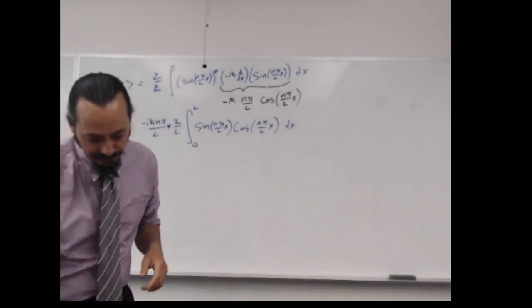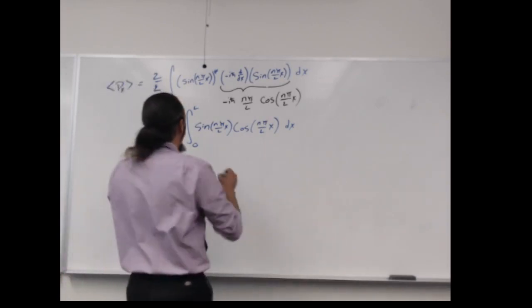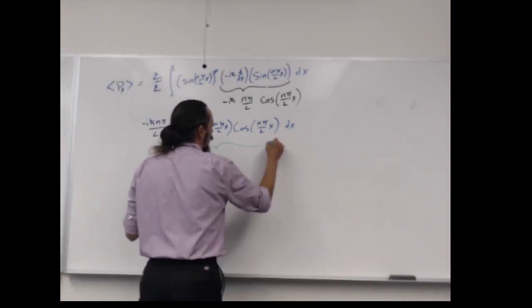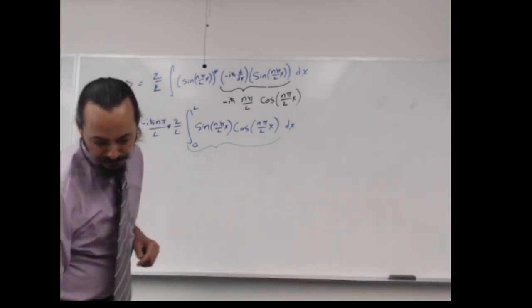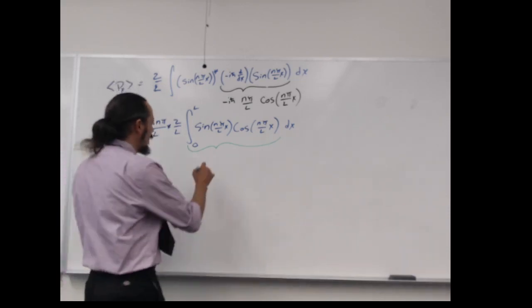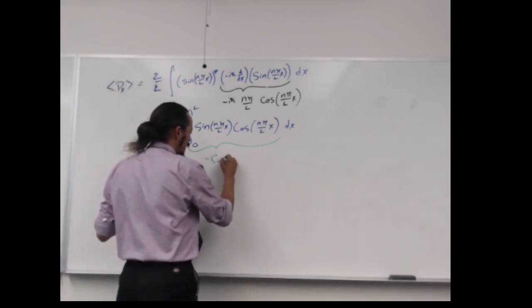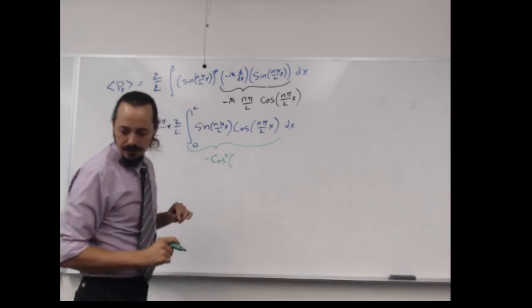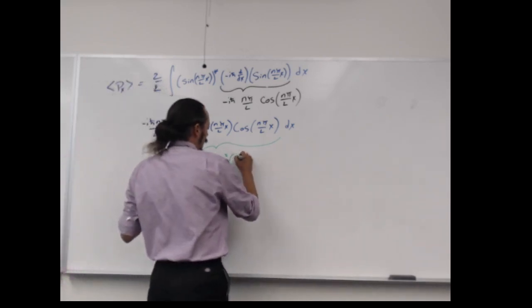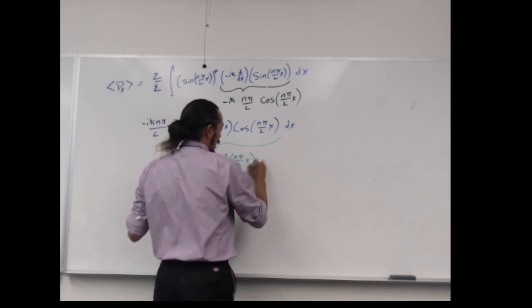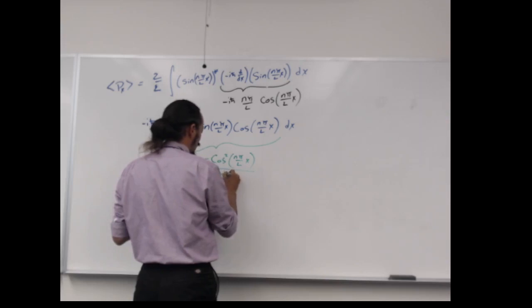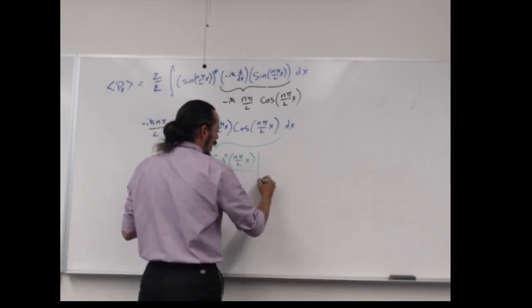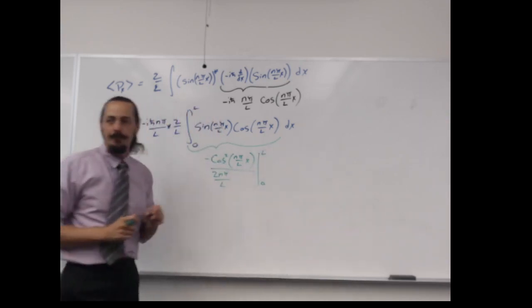Integral tables. Do you have your integral tables? Grab them, double check my work. If I'm doing this right, this ends up being negative cosine squared n pi over L x divided by 2n pi over L on the bounds from 0 to L.